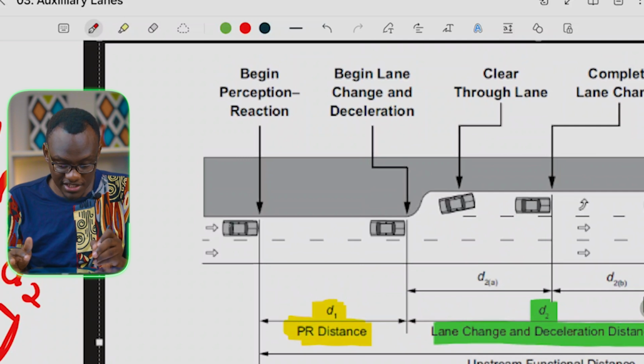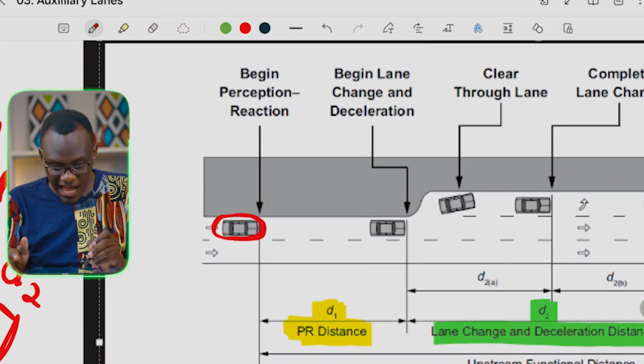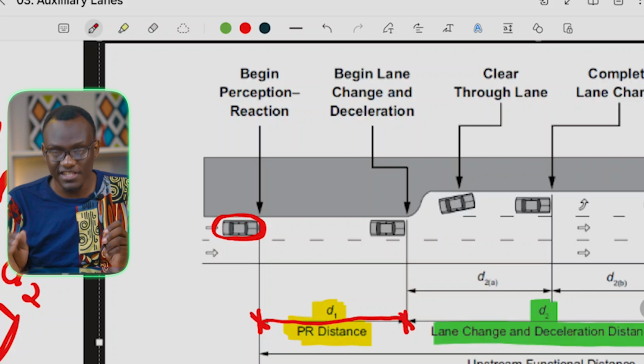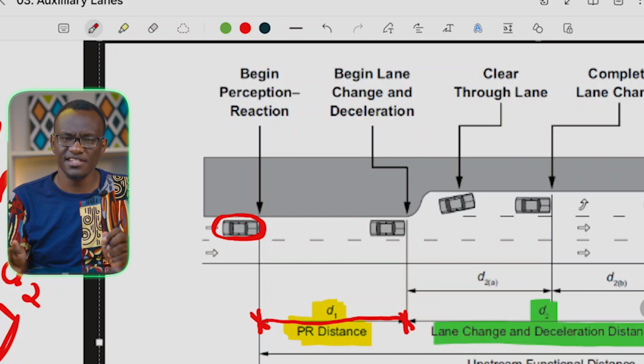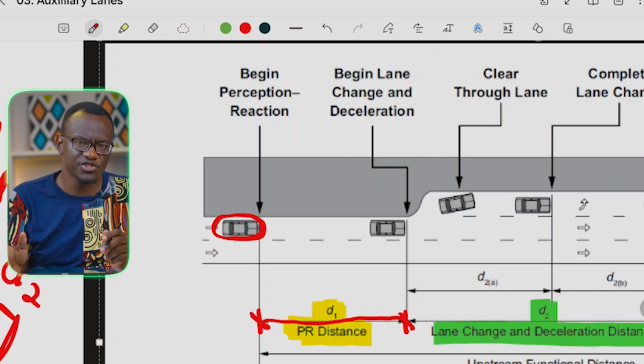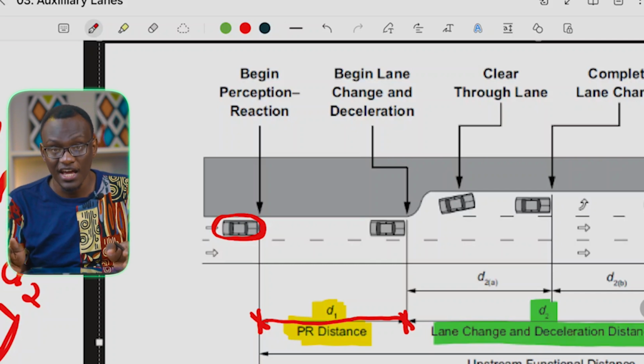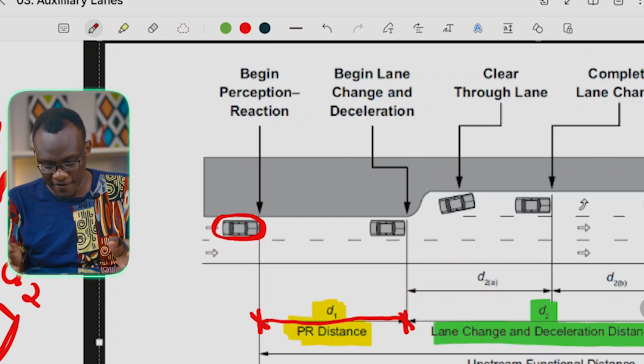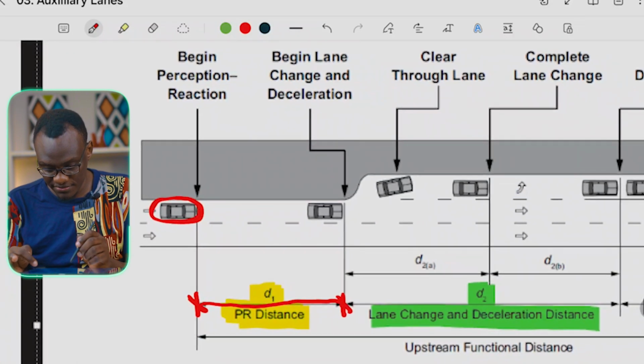Okay? So someone is coming and they need a perception reaction time. From the start here all the way to here, this vehicle is perceiving something. It's understanding, oh, there could be a junction in that area. And that's the perception. And we're going to go further. What are the distances you consider regarding this? What should you consider? Then the next is D2.